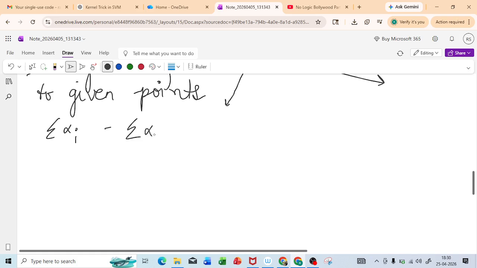So what we had: alpha i, let me also write j, okay, so we had alpha i, alpha j, and then over here yi, yj, and then we had xi transpose xj. This is what we had.